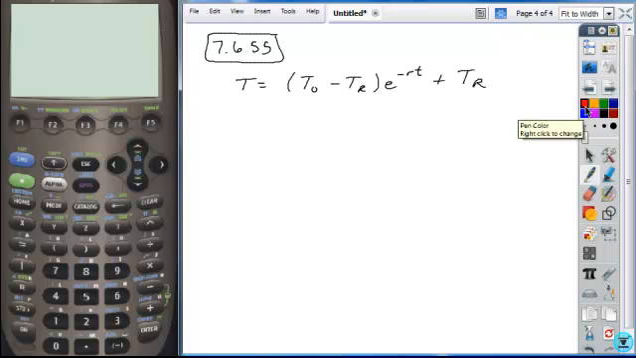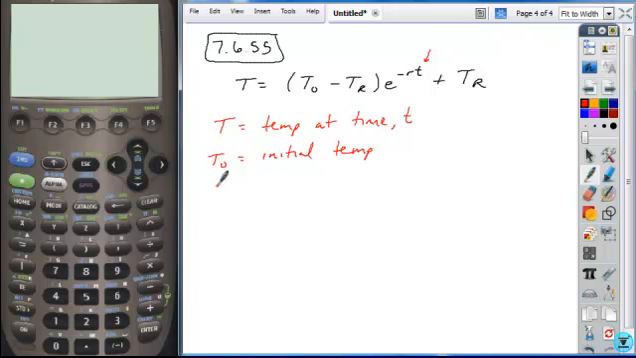All right, so if you look at this information, let me talk really quickly about what each of these variables represents. Okay, the T represents the temperature at a specified time, which is the lowercase t, this amount right here. Okay, the TO is the initial temperature. TR is the surrounding temperature.